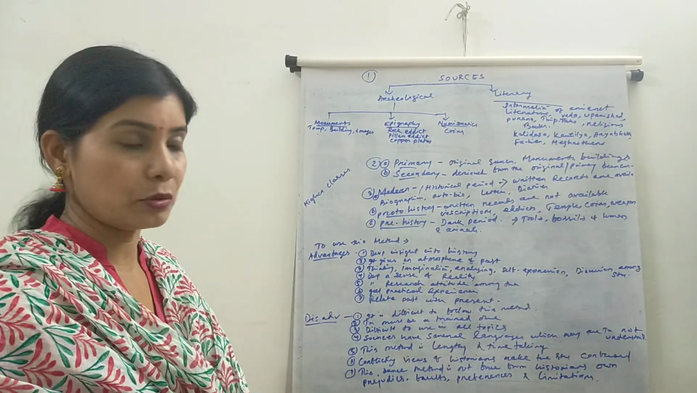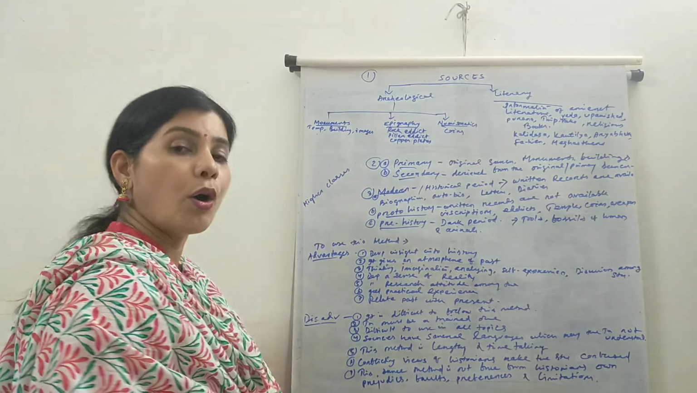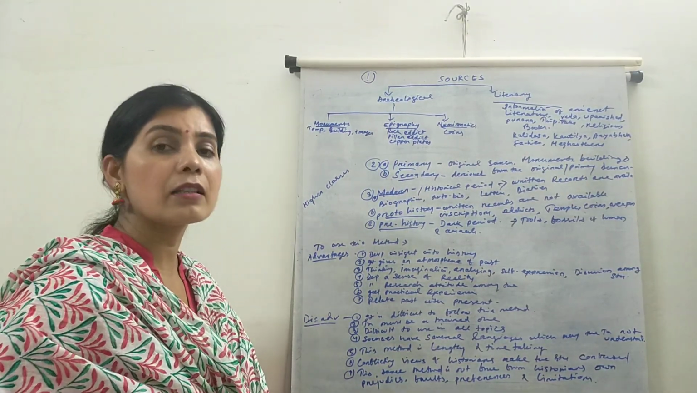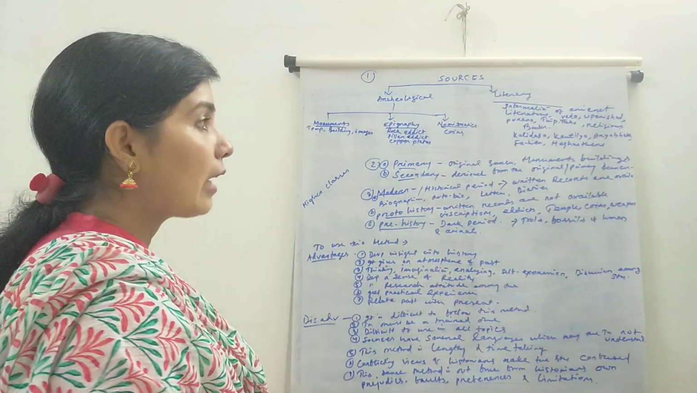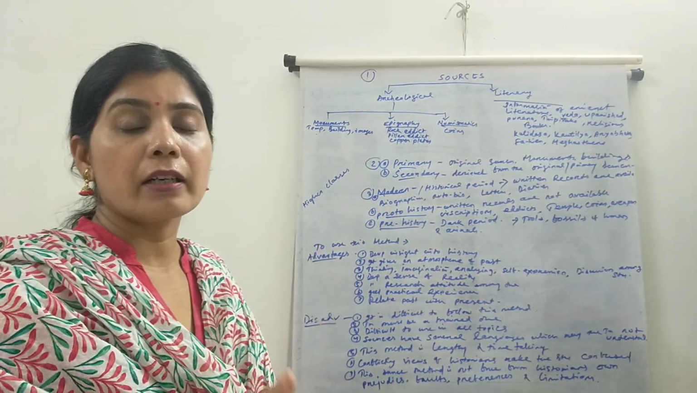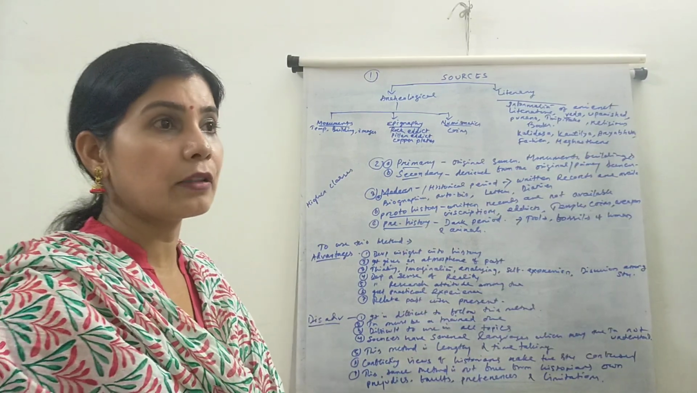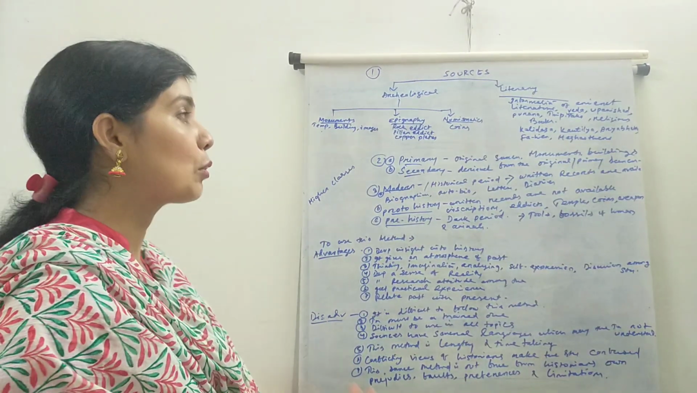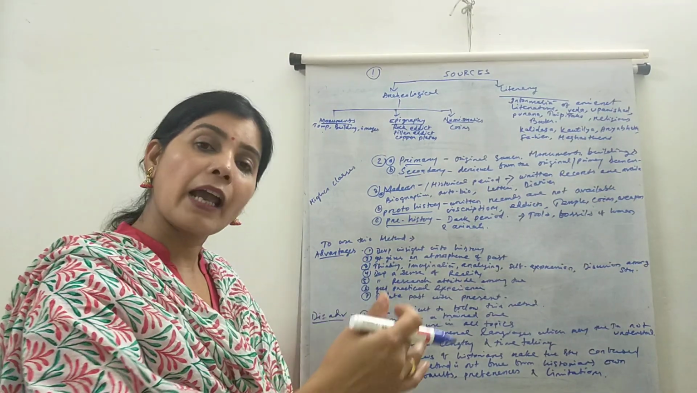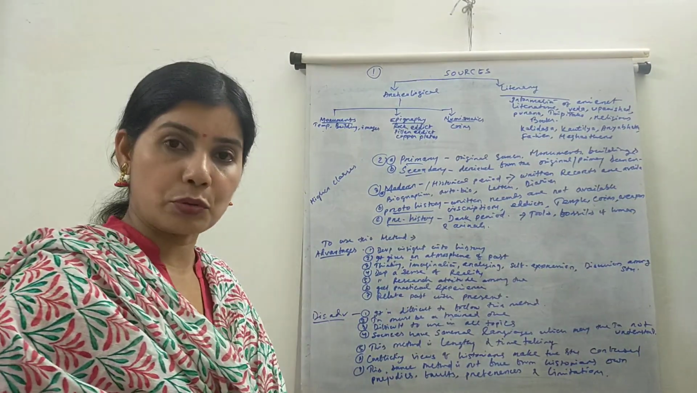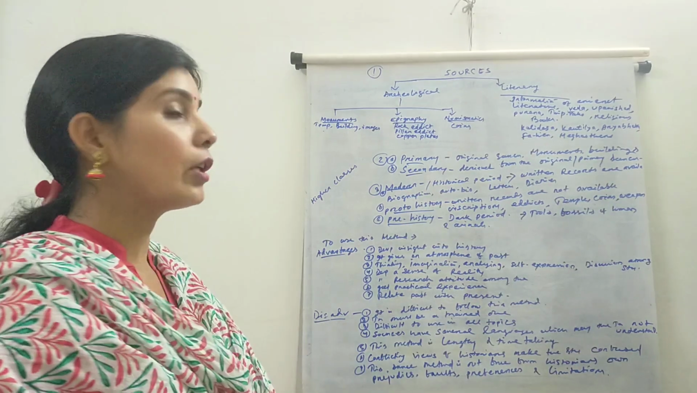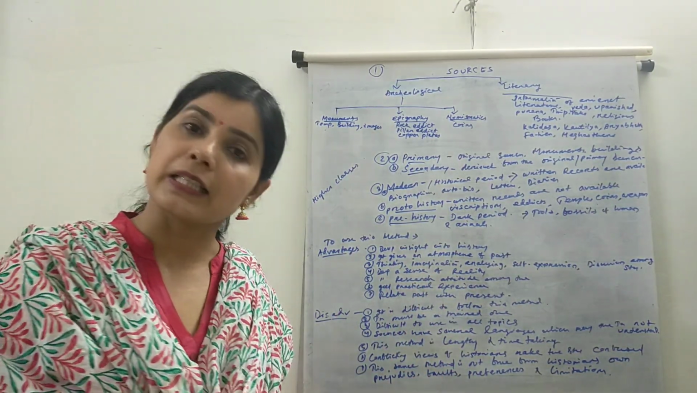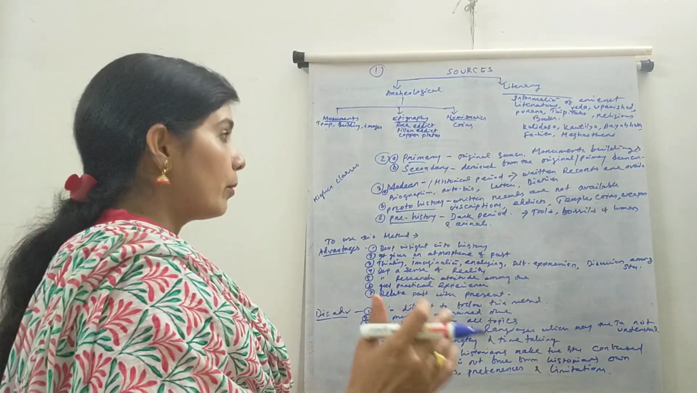What is a primary source? Primary sources are the original sources from which we gain the information, like the remains of the past, like the buildings, the monuments, temples, etc. The secondary source is derived from the original source. Whatever information we derive from the original ones is known as the secondary source.